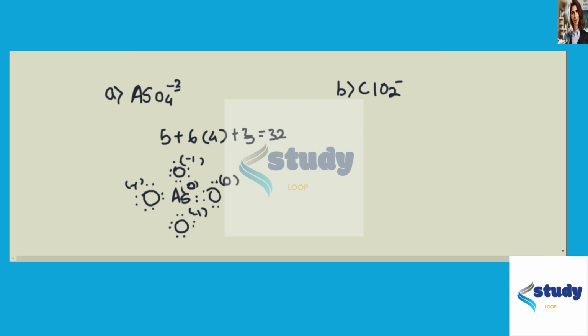We should put brackets around it and then write 3 minus on the outside.